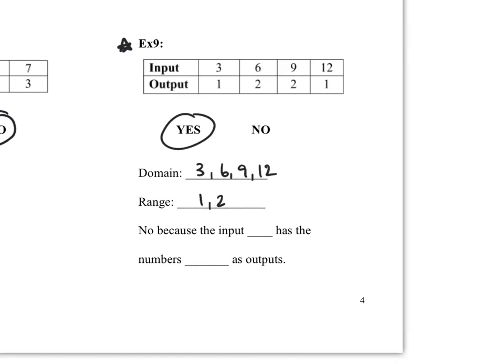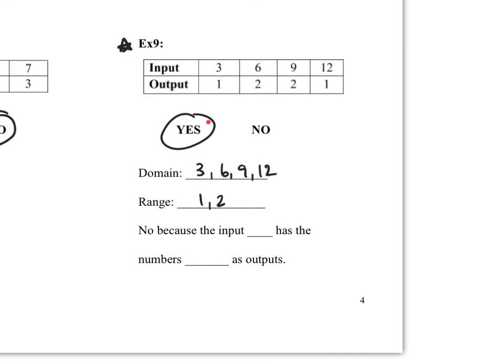Example 9 was the one I said to pay super close attention to. So this one is a yes, and you might be wondering why. Well, when you put in a 3, what's the only number that comes out? 1. When you put in a 6, what's the only number that comes out? 2. When you put in a 9, what's the only number that comes out? 2. And when you put in a 12, what's the only number that comes out? 1. Each of these inputs is only paired with one possible answer.